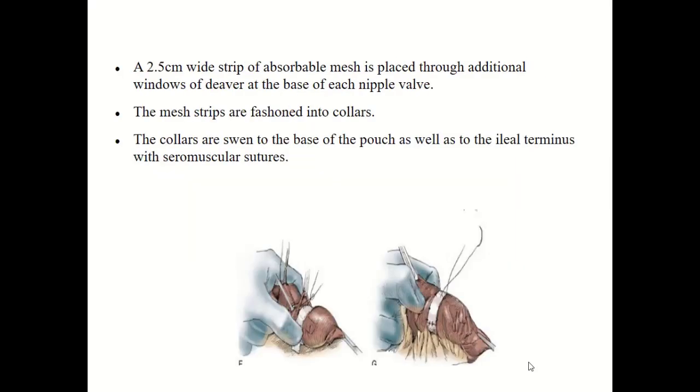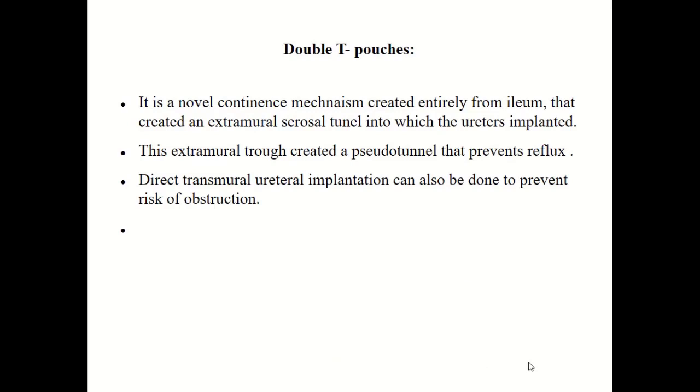A 2.5 cm wide strip of the absorbable mesh is placed through the additional window of the davit at the base of each nipple wall. The mesh strips are fashioned into the collar. The collar is sutured to the base of the pouch as well as to the ileal terminus with the seromuscular tissues. Basically, it is also used to prevent the reflux to the upper tract by constructing the nipple.